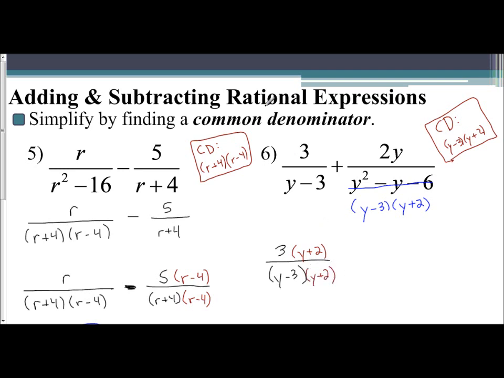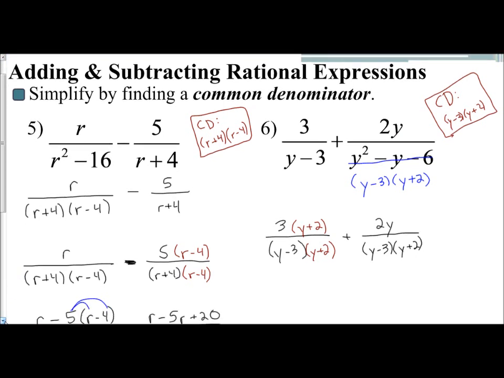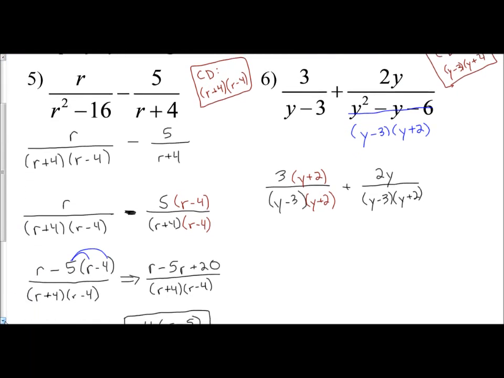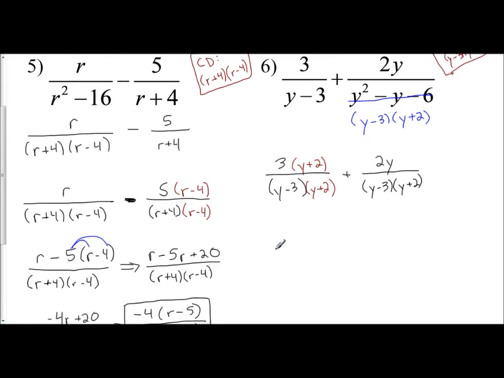I am adding 2y over y minus 3, y plus 2. So this already has everything I need. It has the common denominator, so I'm going to leave it alone. Now, if you want to follow the same process as we did in example 5 and rewrite it together as one fraction at this point, you can.